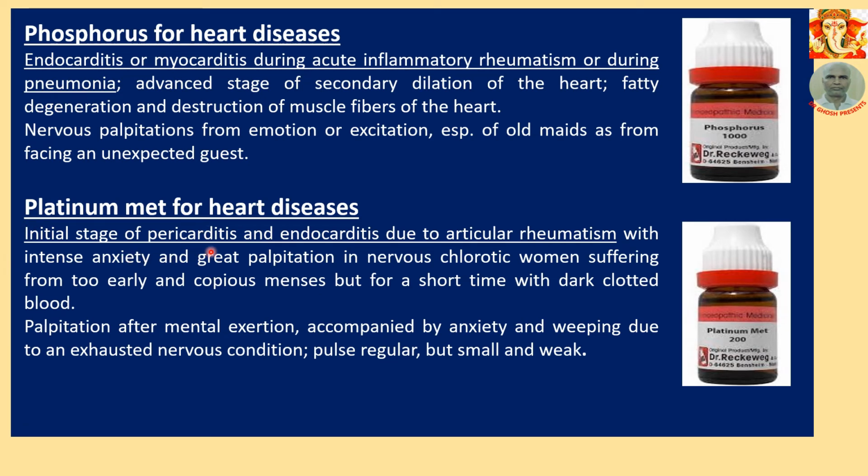Platinum for heart diseases. Initial stage of pericarditis, endocarditis, initial stage due to articular rheumatism, with intense anxiety, great palpitation in atherosclerotic women suffering from too early or copious menses, but for a short time, with dark clotted blood.